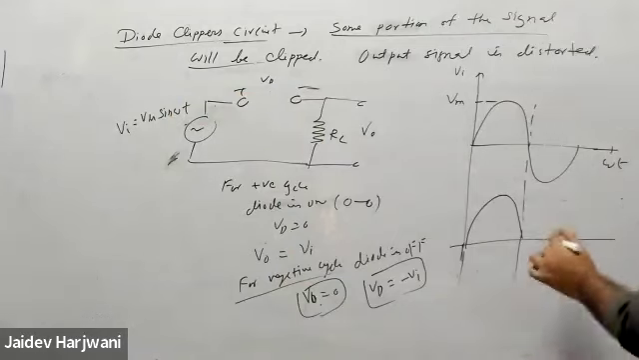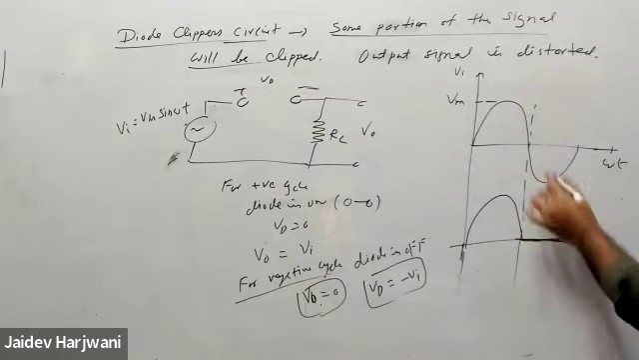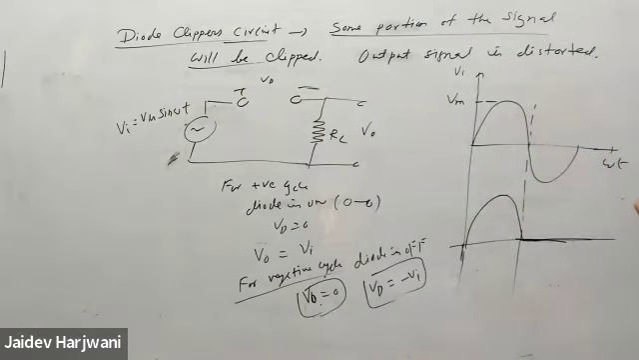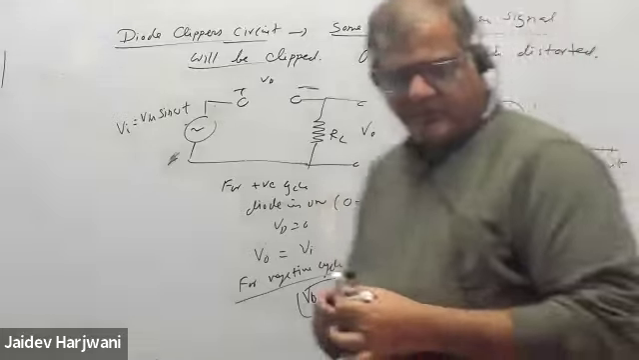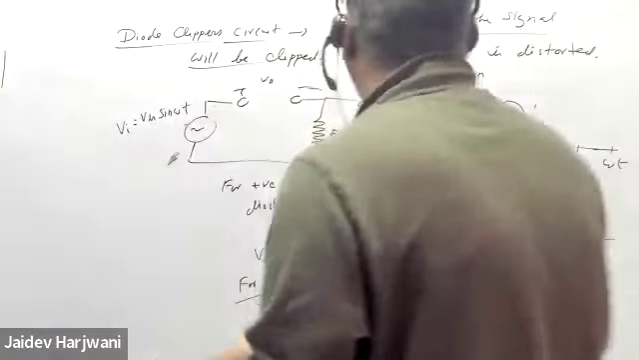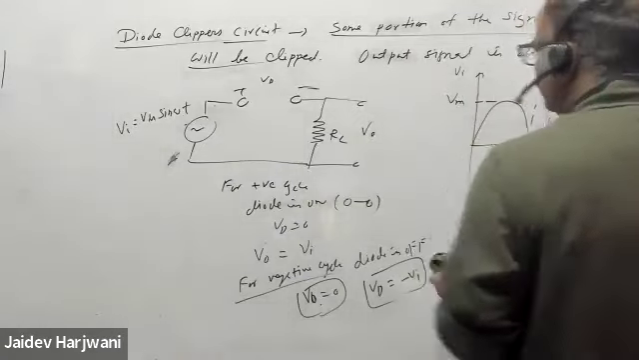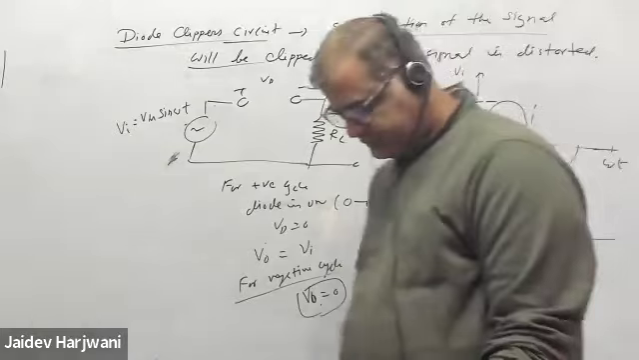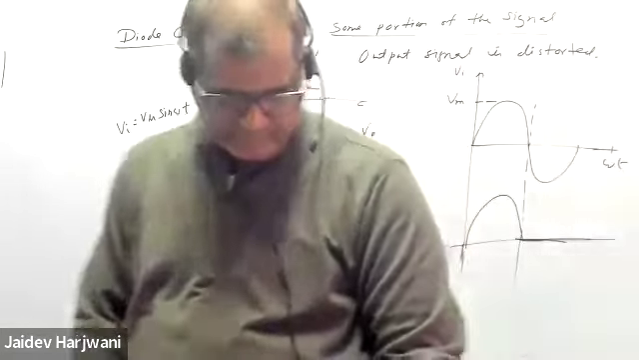So the circuit is like this. The negative portion has been clipped. This portion is clipped, removed. That's why it's a clipper. This is a clipper circuit. Now let me modify this circuit a little bit more. So this is one example of clipper.